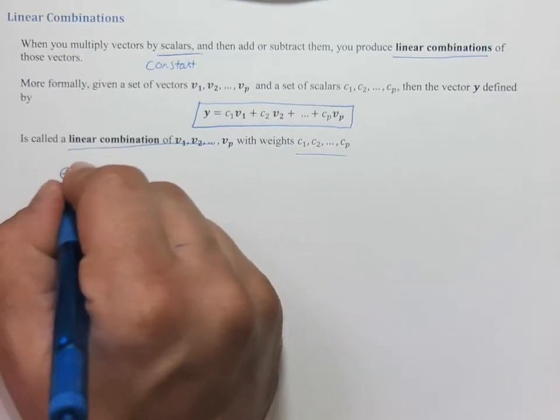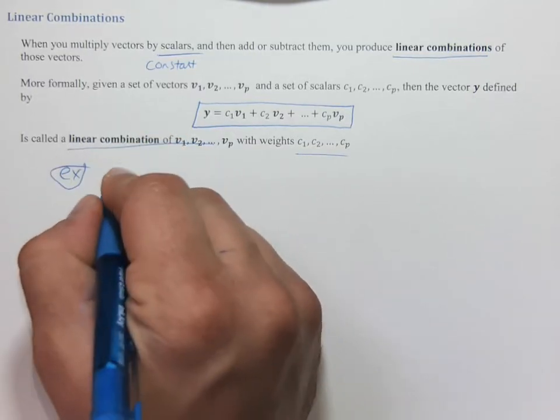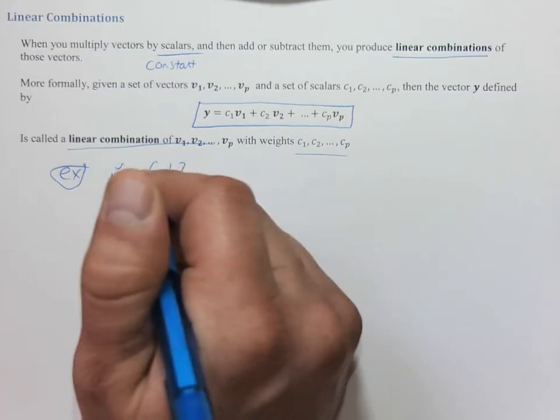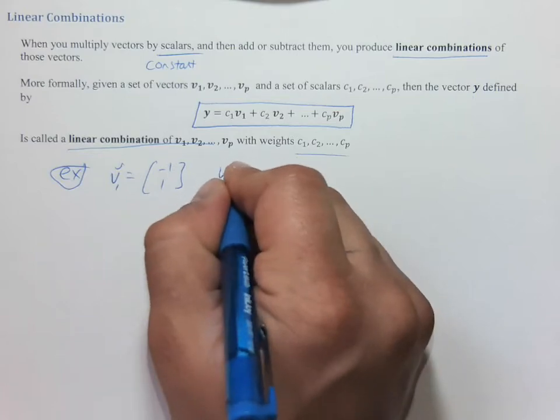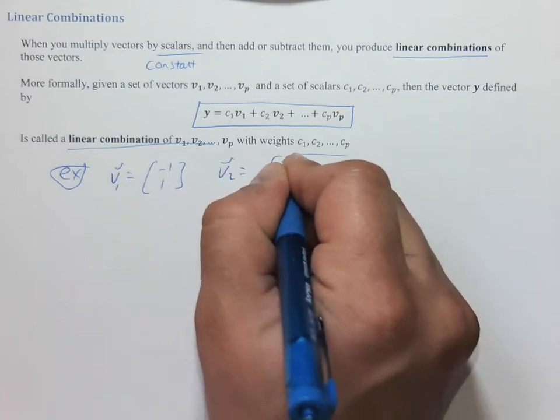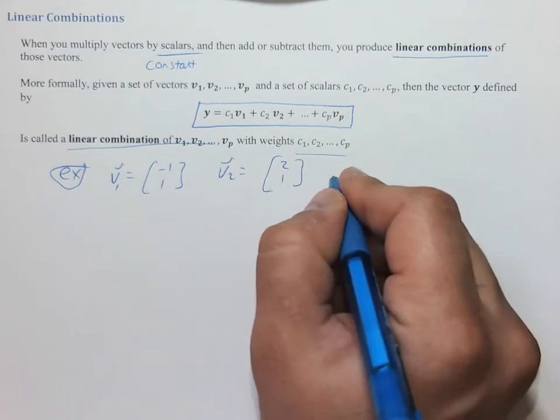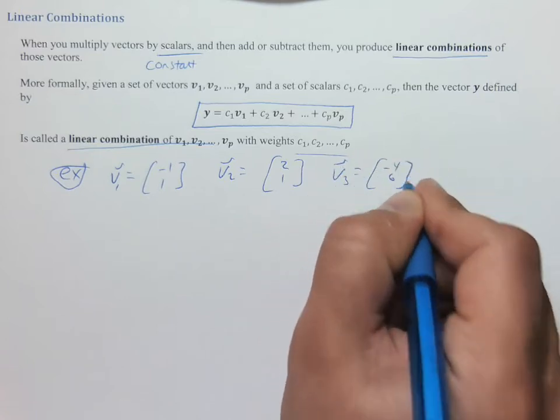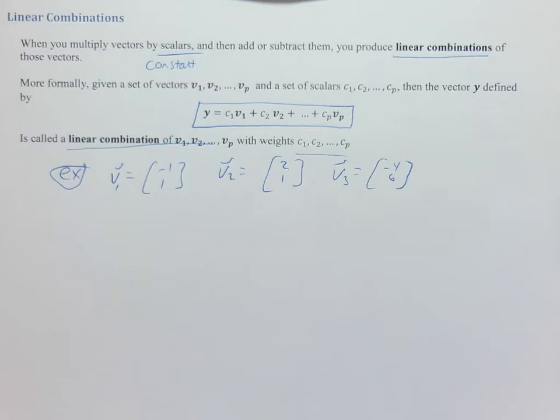So just as a quick example, just to get our feet wet here, let's let v1 be minus 1, 1. Oh yes, v1 I mean. Let's let v2 be 2, 1. And let's let v3 be minus 4, 6, right? So we're taking some vectors in R2. Let's do a linear combination of those vectors.